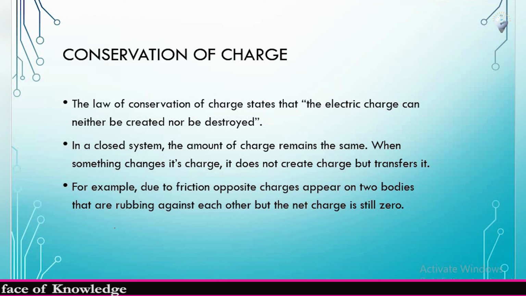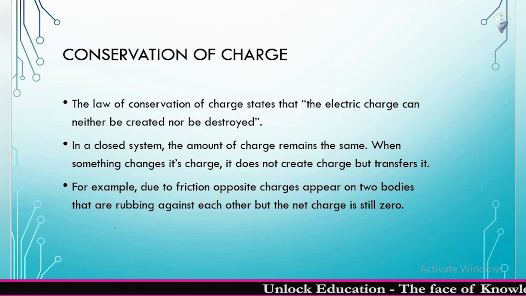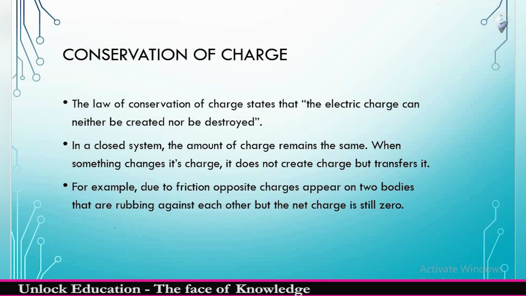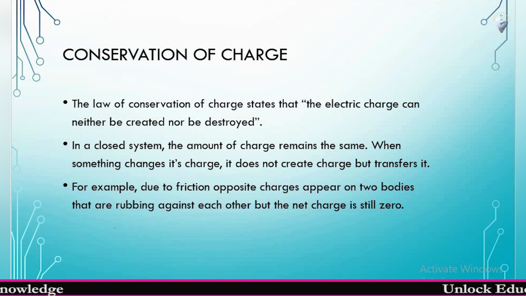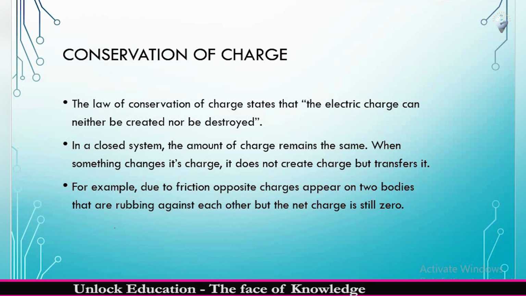Now, next is conservation of charge. The law of conservation of charge states that electric charge can neither be created nor be destroyed. It means that the charge of an isolated system will always remain constant. This means that any system that is not exchanging mass or energy with its surroundings will never have a different total charge at any two times.